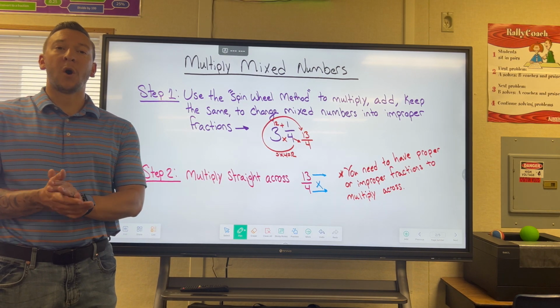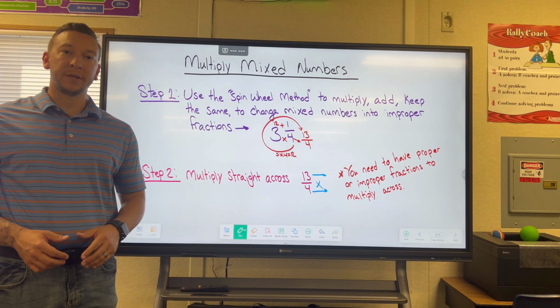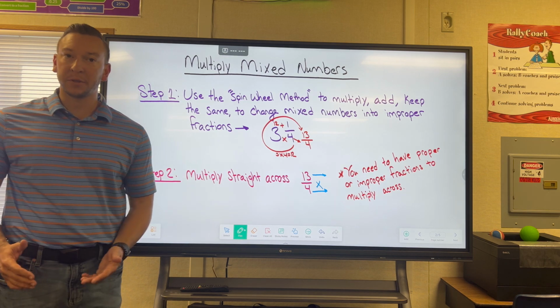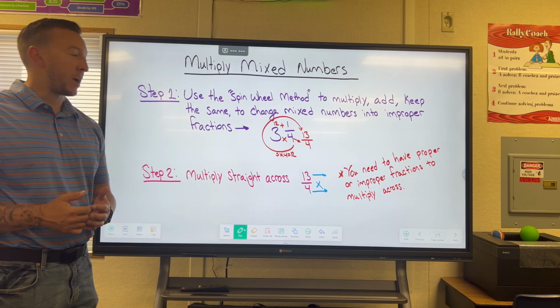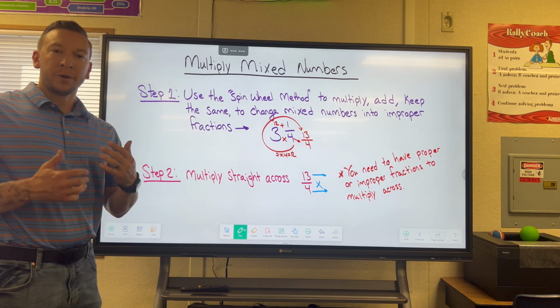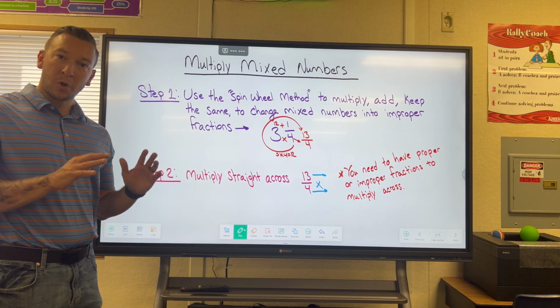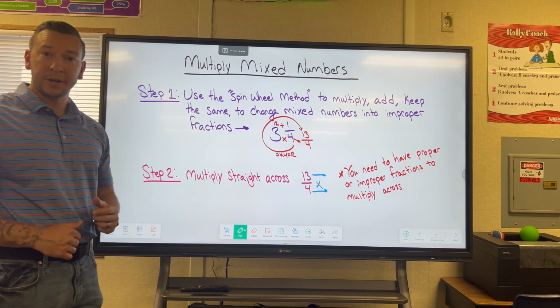All right everyone, so hopefully you have out your notebooks. We're gonna take a few notes here, go over some examples. So this is for multiplying mixed numbers, okay? And you can see on this first screen, there are two steps we have to follow. That's not all there is, but we'll go on to the next screen in a second.